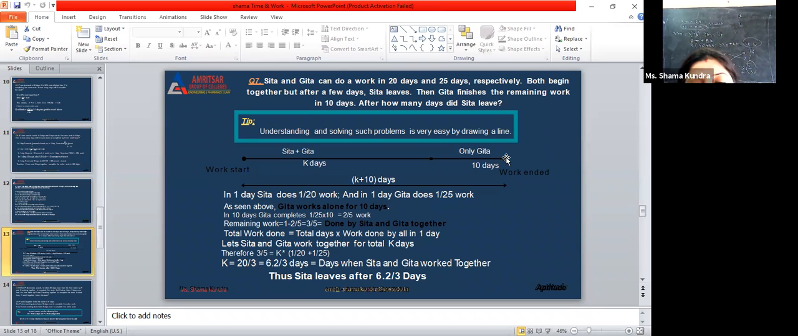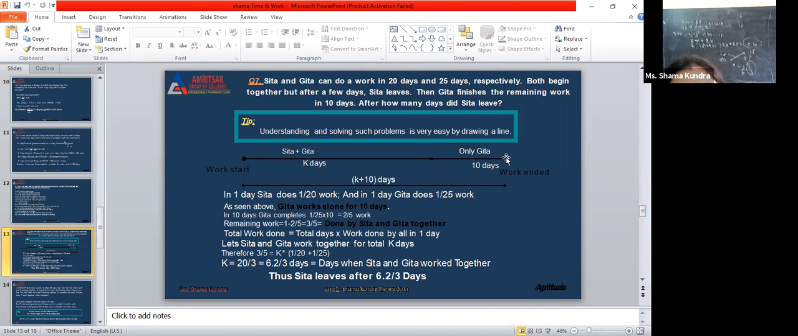Sita completes 1 by 20 in 1 day, and Geeta completes 1 by 25 amount of work in 1 day. So Sita plus Geeta, 1 by 20 plus 1 by 25. On taking LCM you will get 9 by 100. So Sita and Geeta complete 9 by 100 amount of work in just 1 day.